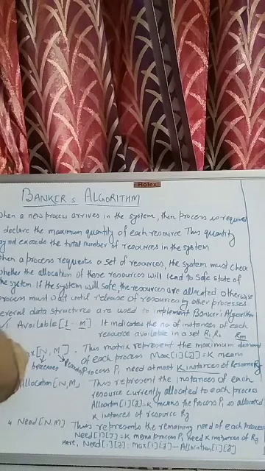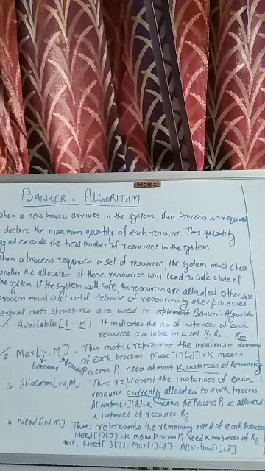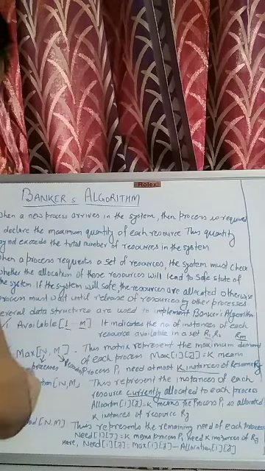The third matrix used is the allocation matrix, which is again an n cross m matrix. This represents the instances of each resource currently allocated to each process. Allocation of i of j equals k means the process Pi is allocated k instances of resource Rj. This is the third matrix used in this algorithm.